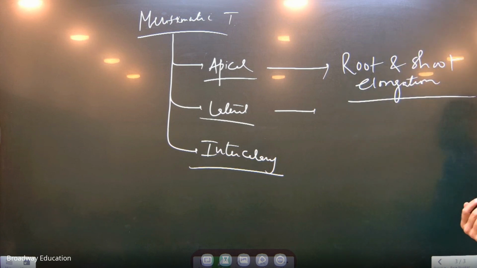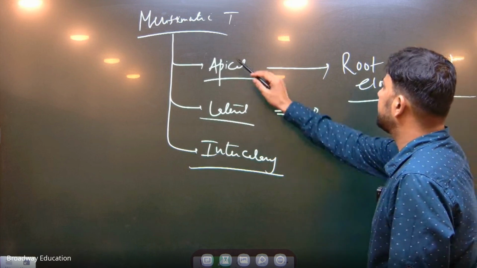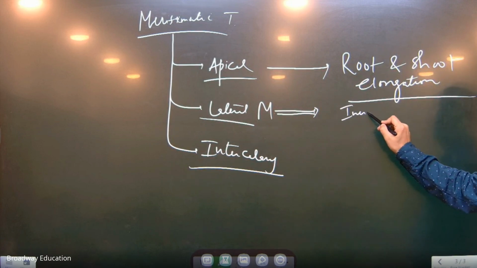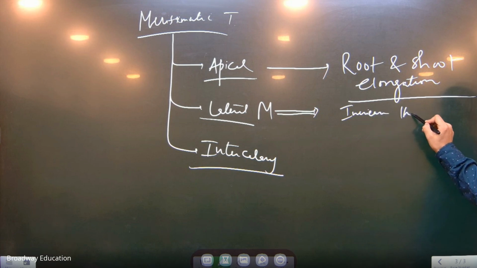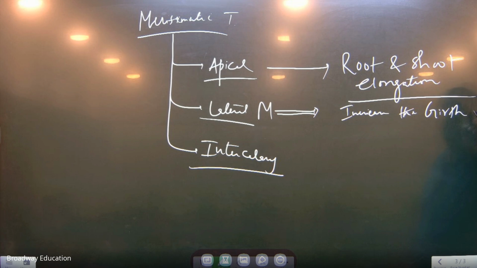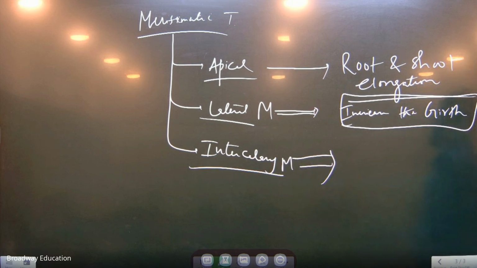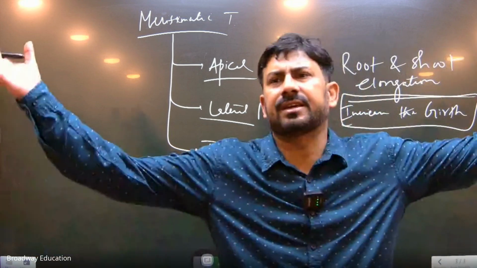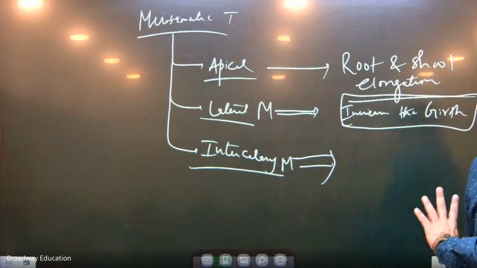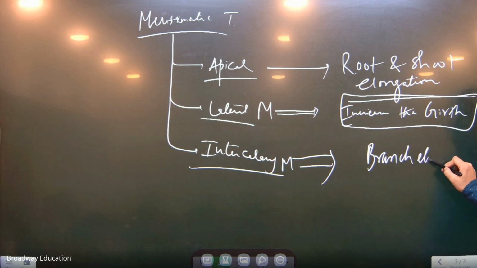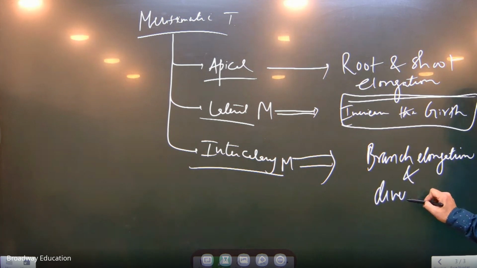Clear? Lateral meristem is responsible for increasing the girth of the plant. And intercalary is for branch elongation. Understood? Branch elongation, and you can say diversification. Is this part clear? Okay. So branch elongation and diversification.